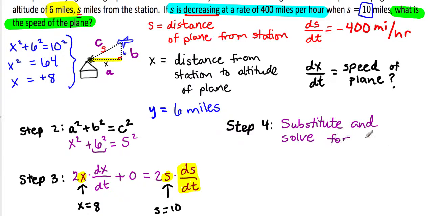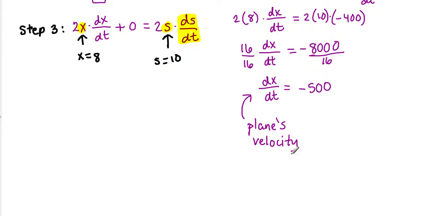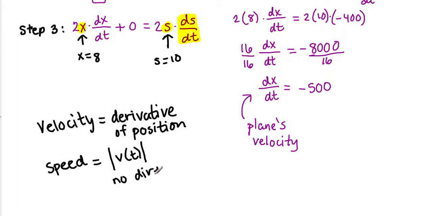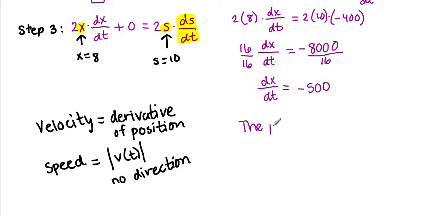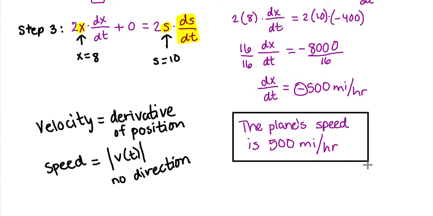Substituting and solving for this, we end up getting dx/dt equals negative 500. So that's actually the plane's velocity. And remember, the velocity is the derivative of position, which would make sense why it's dx/dt. It's asking us for the plane's speed, though. So the speed doesn't have direction, so it wouldn't be negative. It would simply be positive 500 miles per hour. That is the speed of the airplane at that time.